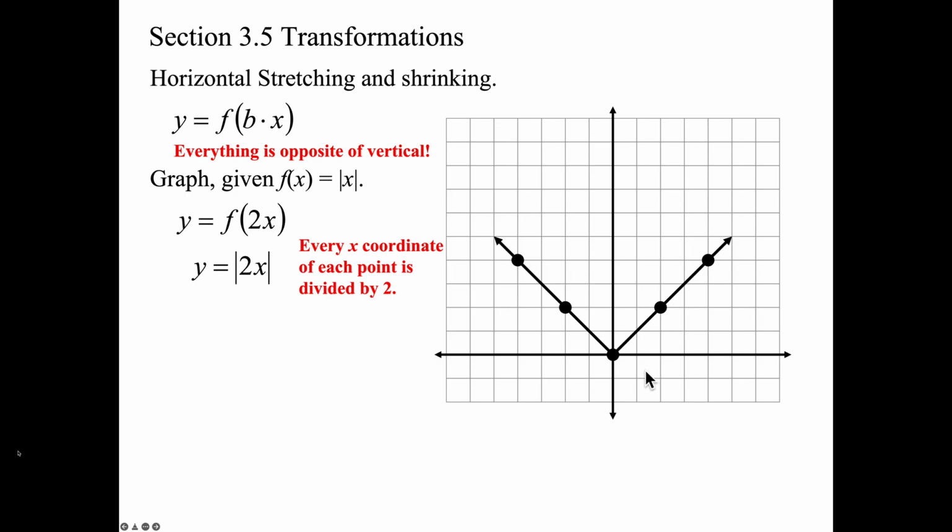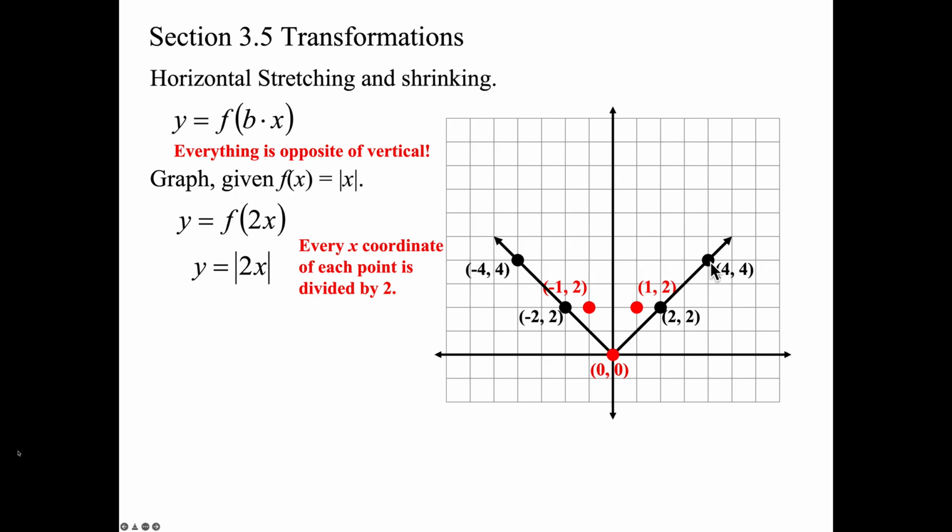So again, starting at the origin, 0, 0, take 0 divided by 2, still 0. But here we have negative 2, 2, and positive 2, 2. Take the x coordinates, divide them by 2. So that's going to make this negative 1, 2. It's going to put it right here. And this positive 2 divided by 2 is going to be a positive 1, 2. So these 2 points are now being compressed towards the y-axis, or shrinking towards the y-axis. This is a horizontal compression or a horizontal shrink.